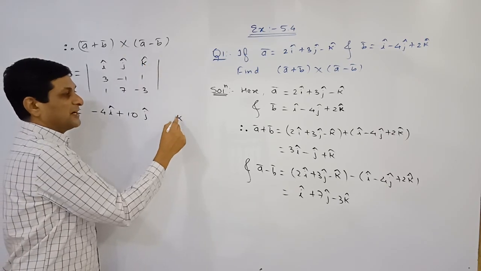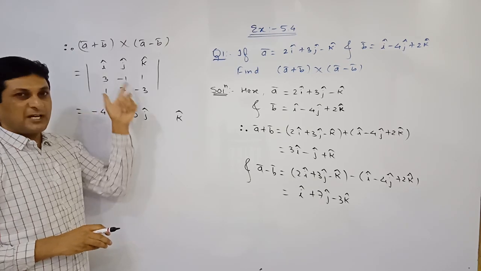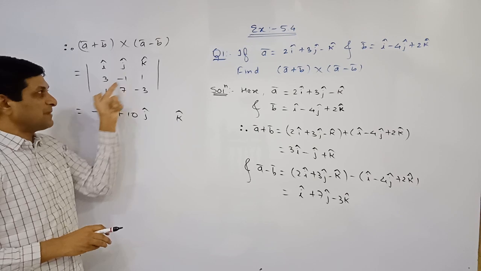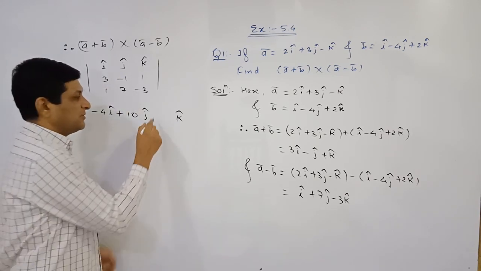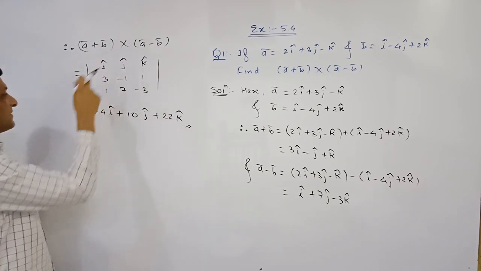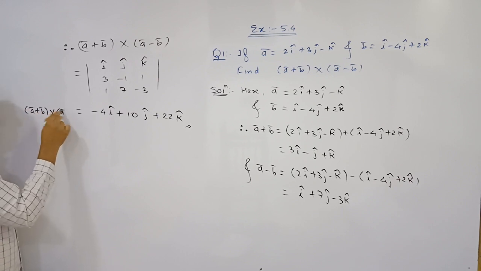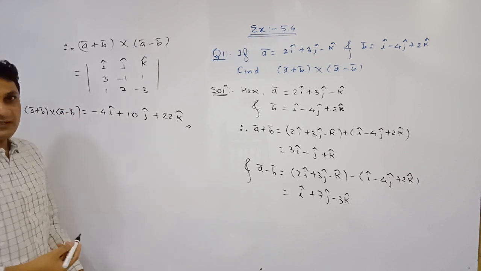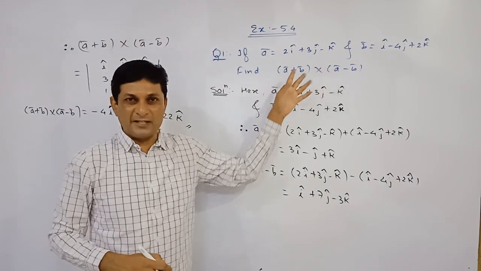Lastly let us find the coefficient of k cap. So delete the third column, let us find the determinant of these four elements. So this product is 21, 21 minus minus, means minus minus means plus 1. 21 plus 1 will be equal to what? 22. In this way we have got our required answer. This is the value of A bar plus B bar cross A bar minus B bar.